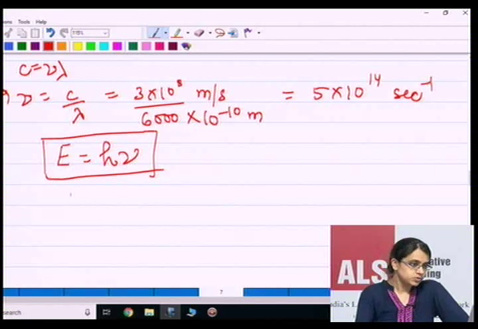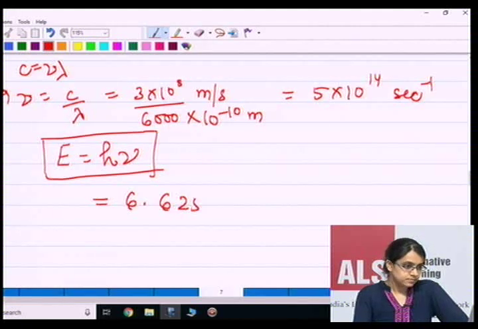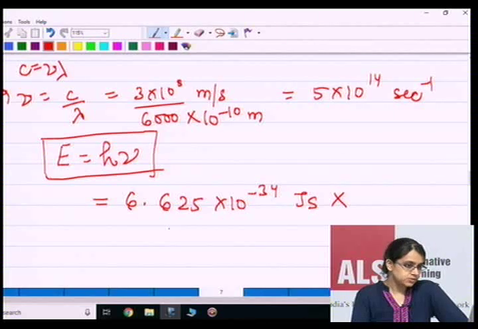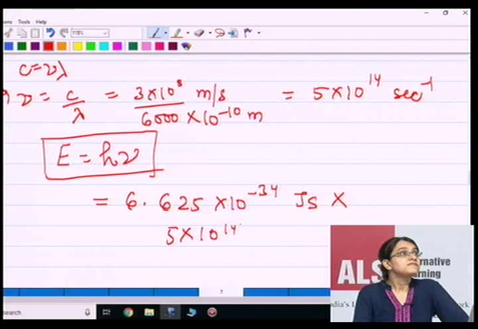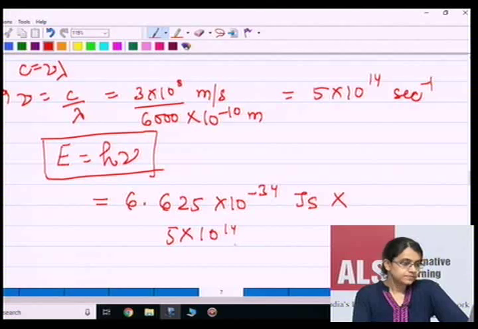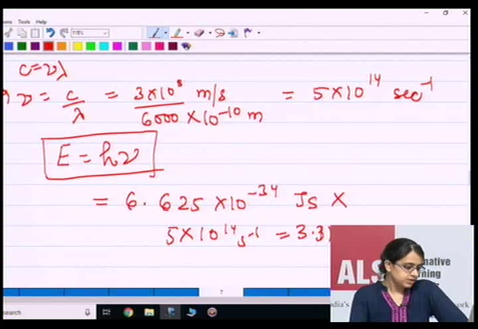So how you're supposed to do this is just plug in the values. For h you have 6.625 into 10 to the power minus 34 joule seconds, into frequency, which is given to you, which you have found out in the previous part, 5 into 10 to the power 14 per second. And you get the answer as 3.31 into 10 to the power minus 19 joules.